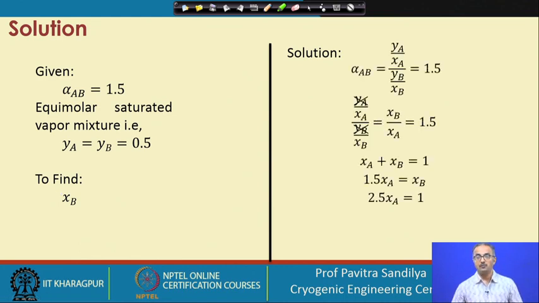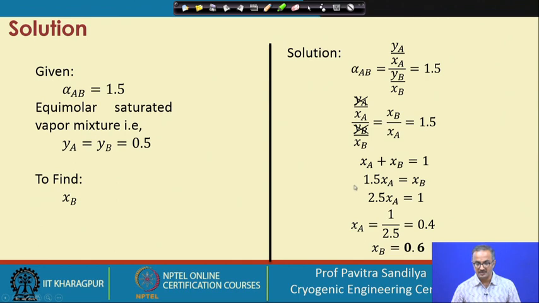For solution of this problem, we go to the basic definition of relative volatility, which is given by alpha AB as Ya by Xa divided by Yb by Xb, and this is given as 1.5. Since Ya and Yb are the same, we can cancel them out and we get Xb by Xa equal to 1.5. Because Xa plus Xb is unity, we substitute for Xa, 1.5 Xb plus Xb will be equal to 2.5 Xb, equal to 1, and the value is coming out to be 0.4, and then we get Xb as 0.6.